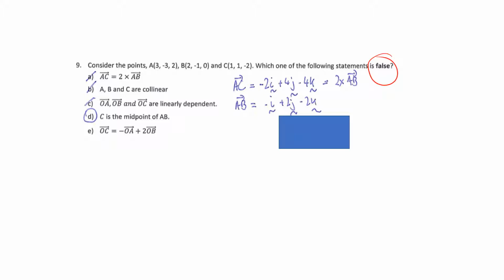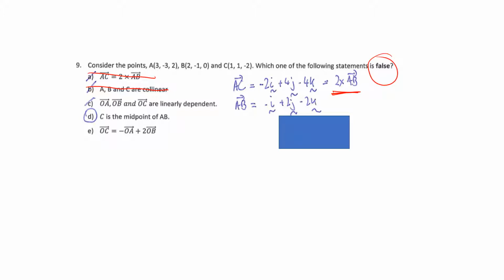But okay, let's just test the first one. Setting up an expression for AC is easy enough, and you can see almost immediately the relationship between AC and AB. AC will be twice AB, so obviously they're parallel, and they're also collinear, because there's a common point, A, involved. So straight away we can eliminate those two, because if the first statement is true, then obviously the second statement must also be true.